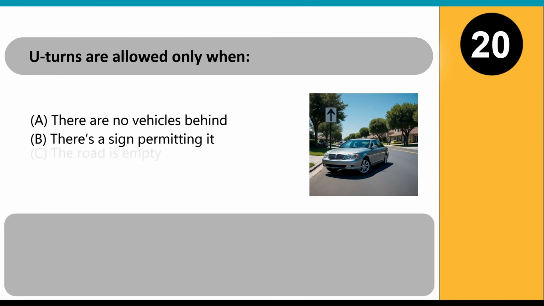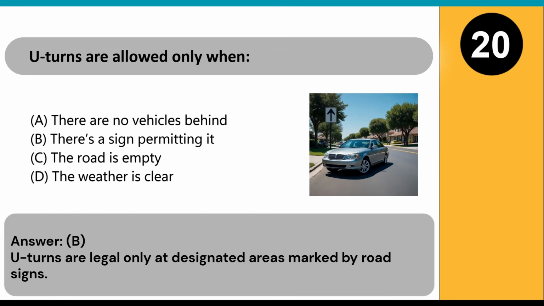U-turns are allowed only when: A. There are no vehicles behind. B. There's a sign permitting it. C. The road is empty. D. The weather is clear. Answer: B. U-turns are legal only at designated areas marked by road signs.